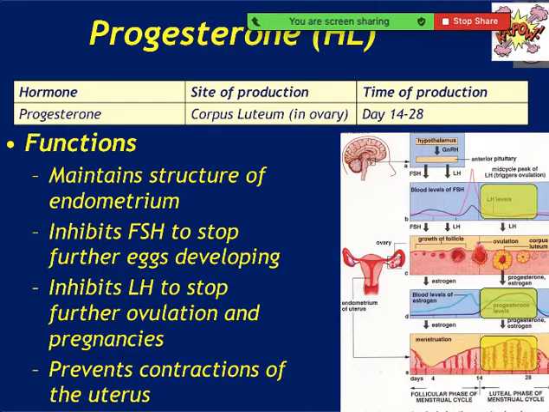So again, you can get progesterone only contraceptive pills. So essentially it's fooling your body into thinking that you are pregnant. So therefore you can't get pregnant.